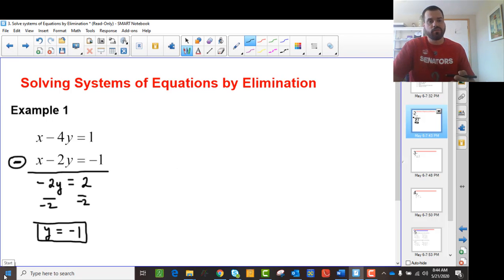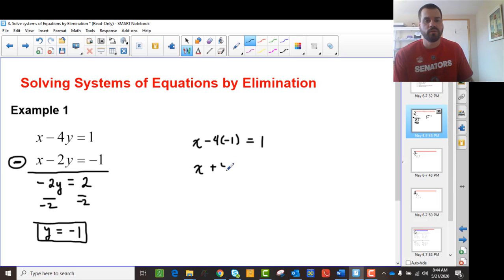So just like in the other two methods we were using, graphing or substitution, once we have x or y, we need the other variable. So we're going to go back, and it makes no difference which one you plug into. So I'm just going to go x minus 4 times minus 1 is equal to 1. So that means that x plus 4 is equal to 1. So x is 1 minus 4. So x is minus 3.